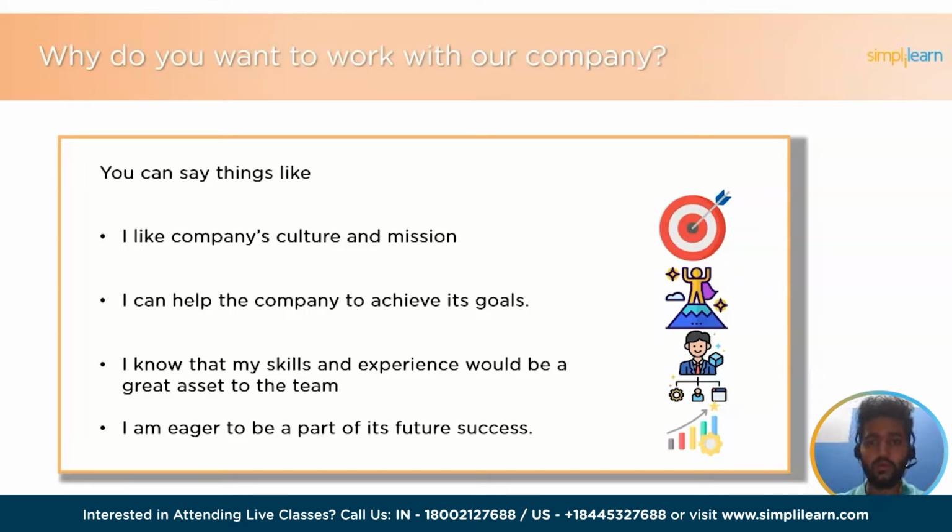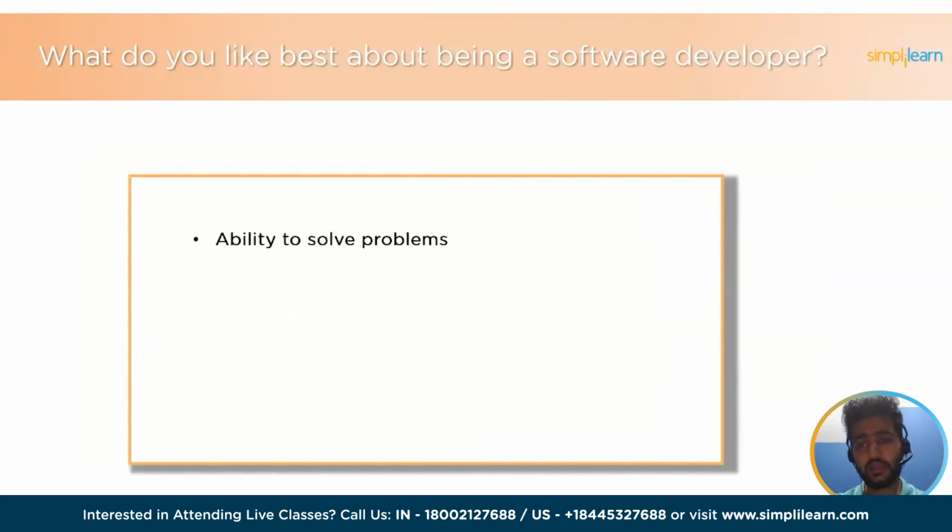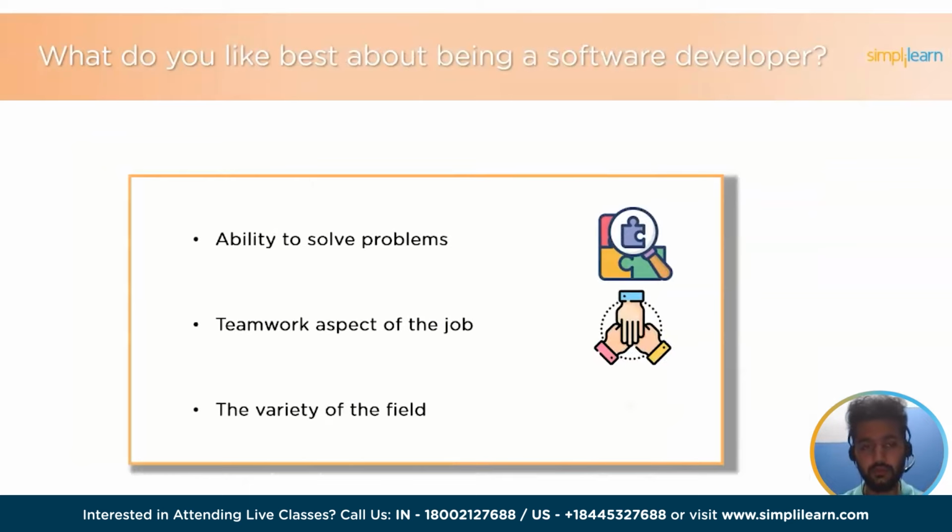Alright. Now question number 24 on our list is what do you like best about being a software developer? So when answering this question, it's important to be honest and authentic, but also to show that you have a passion for the field and that you are excited about the opportunity to work as a software developer. You can say a few things like the ability to solve problems, the teamwork aspect of the job, and the variety of the field, etc.